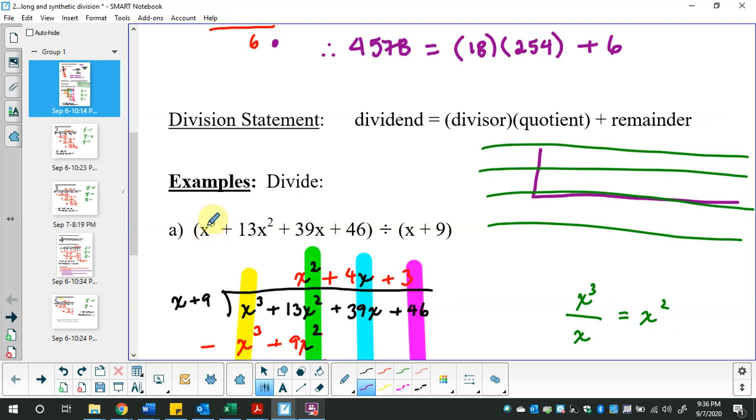or a number that takes care of the x cubed. Now that's 1x cubed, so I'm going to put 1. Then comes the x squared, so I'm going to put 13, positive. Then comes the x, so I'm going to put positive 39, and then comes the constant, so that's positive 46. So it lies on the top line. You will have to pull down this number and place it underneath.